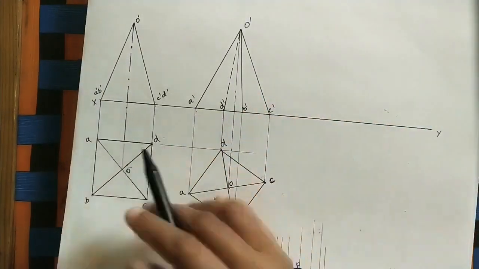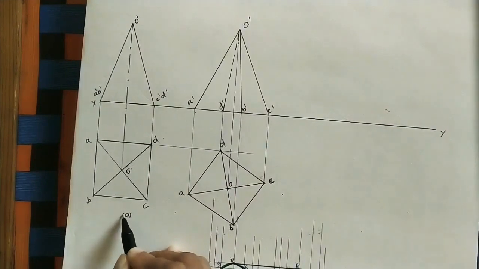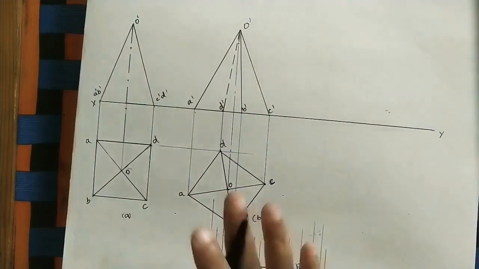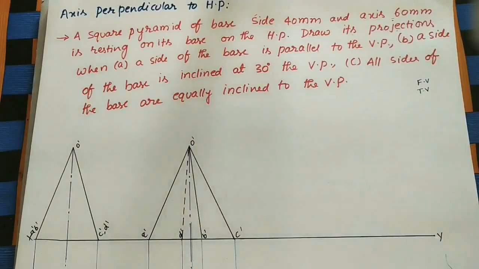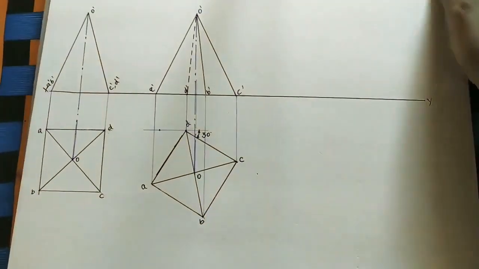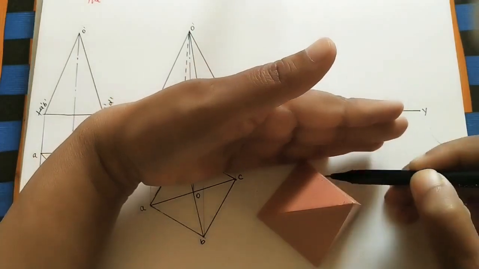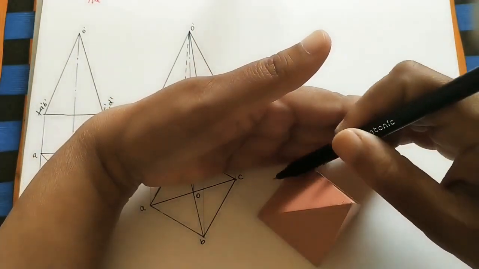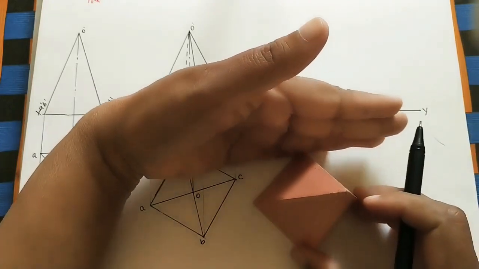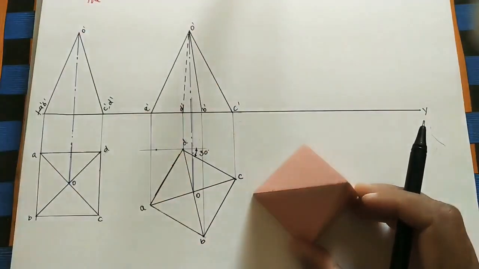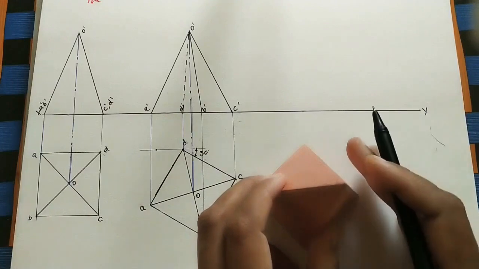So this is the A bit and this is the B bit. Now take the third bit. All sides of the base are equally inclined to VP. So here all sides are inclined means, as I told, this is a vertical plane. This side angle is equal to this side angle. At 45 degrees we can keep this position like this. Okay. So whenever equal inclined angle means, you take the 45 degrees line.